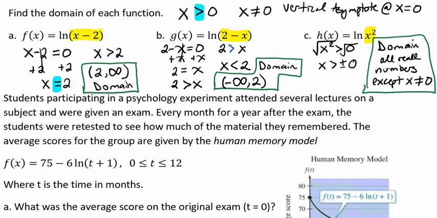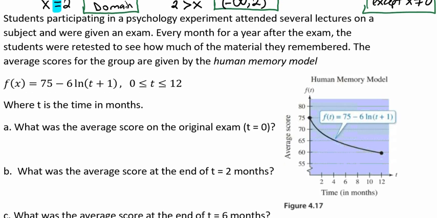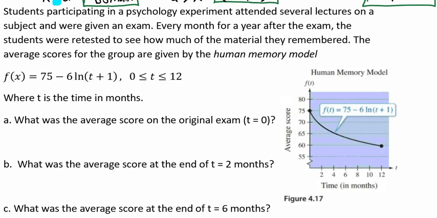Let's take a look at this real life application problem. Students participating in a psychology experiment attended several lectures on a subject and were given an exam. Now, every month for a year after the exam, the students were retested to see how much of the material they remembered. And the average scores for the group are given by the human memory model that we see here, which is f of x equals 75 minus 6 times the natural log of t plus 1, where t has to be equal to or between 0 and 12. And t is the time in months.